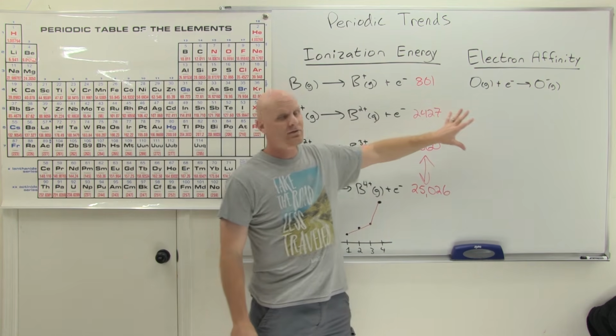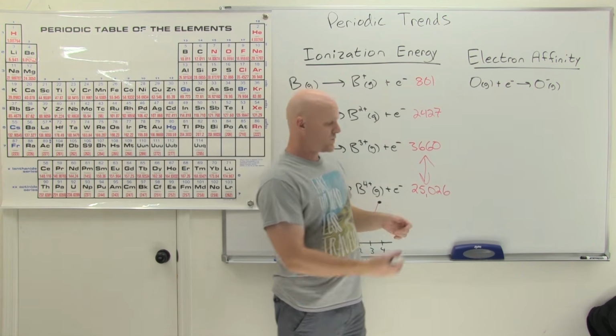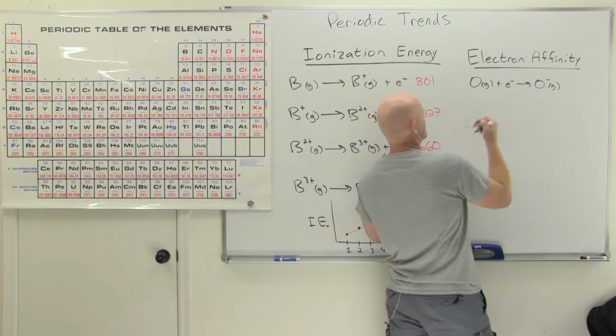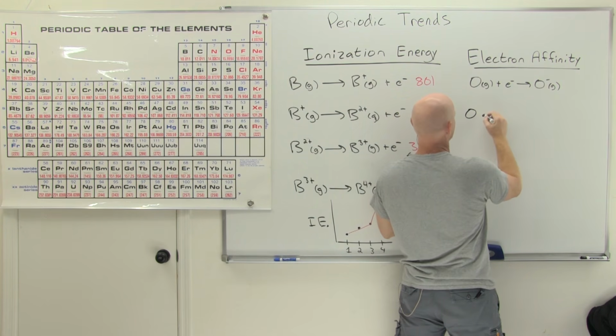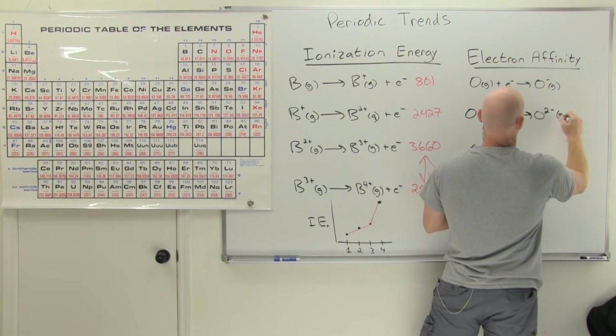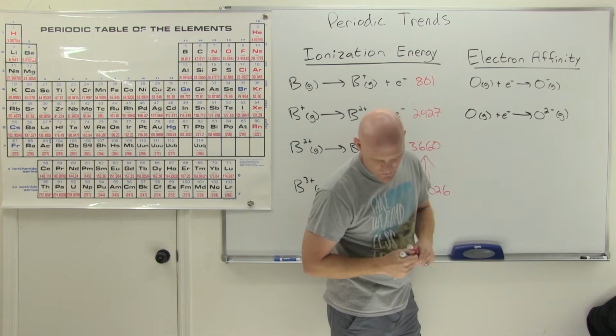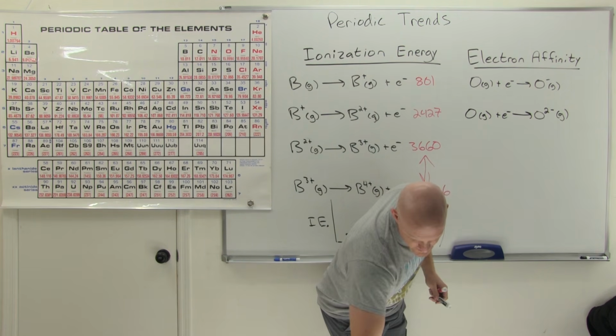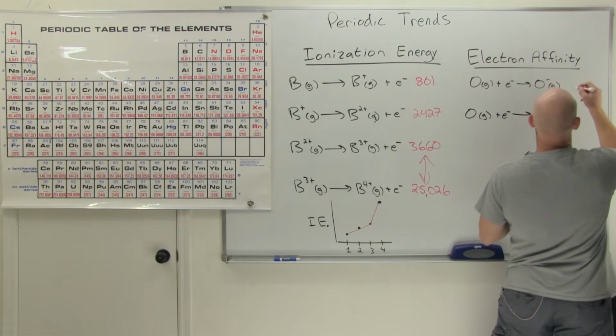Now, if we look at successive electron affinities for a second as well, so oxygen again gaining 1 electron. And now let's have oxygen gain a second electron. And let's put the numbers on there as well. Let me flip this over. So we got negative 141 and positive 744.